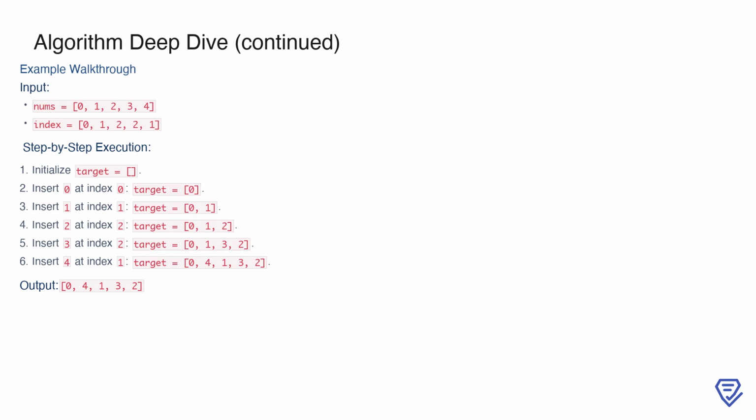After that, we insert 3 at index 2, which shifts the existing elements and updates target to 0, 1, 3, 2. Finally, we insert 4 at index 1, resulting in the final array 0, 4, 1, 3, 2. This matches the expected output, demonstrating that the algorithm correctly constructs the target array following the specified rules.